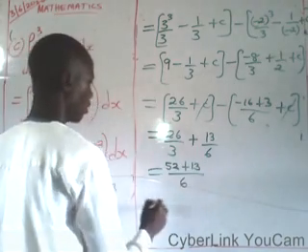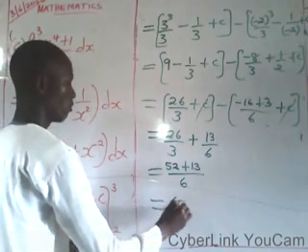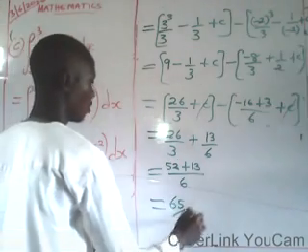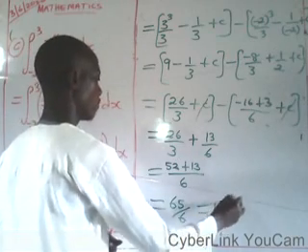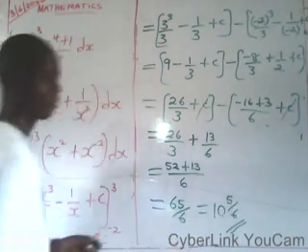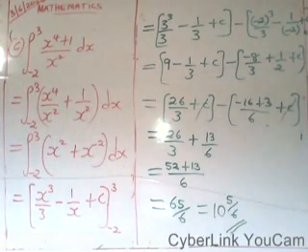13 all over 6, and that is what? 65 all over 6. So if you like, you can do it as 10 whole number 5 all over 6. So it's still the same thing. So that is that about that.